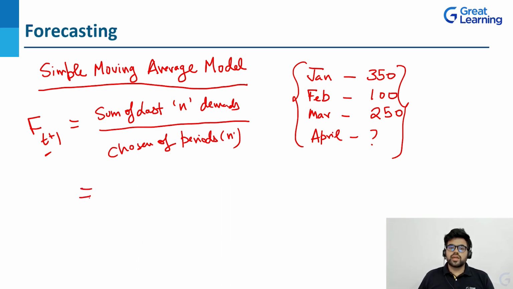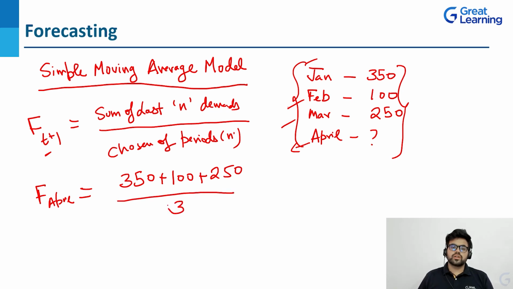In this particular scenario, F of T plus 1 is April, because we need to calculate the demand for April. So F of April would be the demand of the last n terms. In this case, we have three: January, February, and March. So we will combine those demands: 350 plus 100 plus 250, divided by 3, right? Whatever answer comes for this would be the demand for April. You could accurately calculate this. So this is the model called the simple moving average model for forecasting the demand F of T plus 1, where T is the current time period and T plus 1 is the next time period for which you have to calculate the forecast.